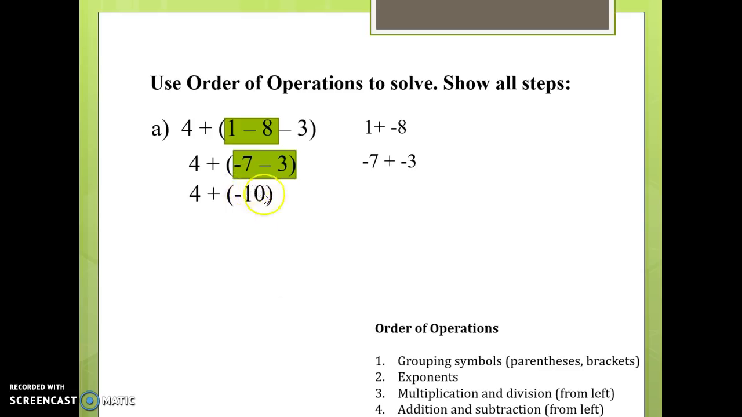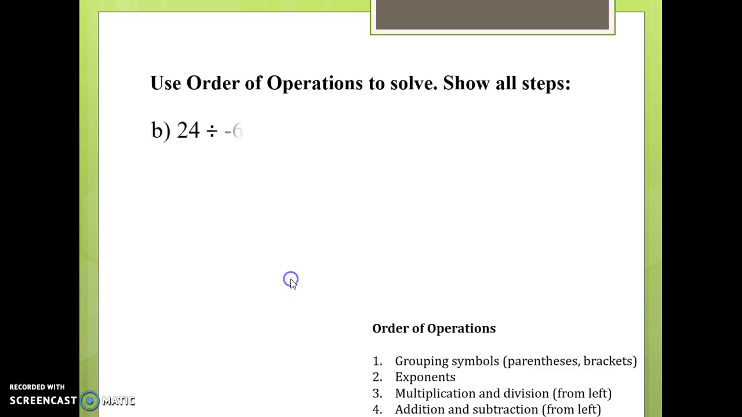Now, at this point here, I just want to point out one thing. Because we don't have any more operations within parentheses, I can actually drop these parentheses if I want to, or I can just keep them, it does not matter. 4 plus negative 10 will give us negative 6.